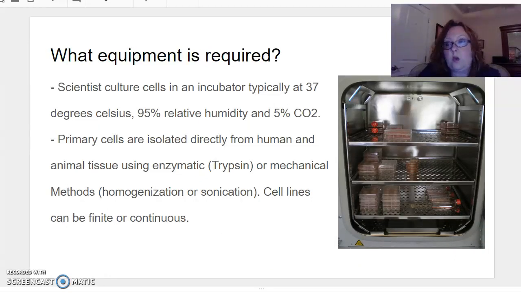Well, let's talk about the equipment that is required in order to do cell culture and research. Scientists culture cells in incubators, typically 37 degrees Celsius with a 95% relative humidity and a 5% CO2. Primary cells are isolated from human and animal tissue using enzymatic trypsin or mechanical methods like homogenization or sonication. These cell lines can be finite or continuous.